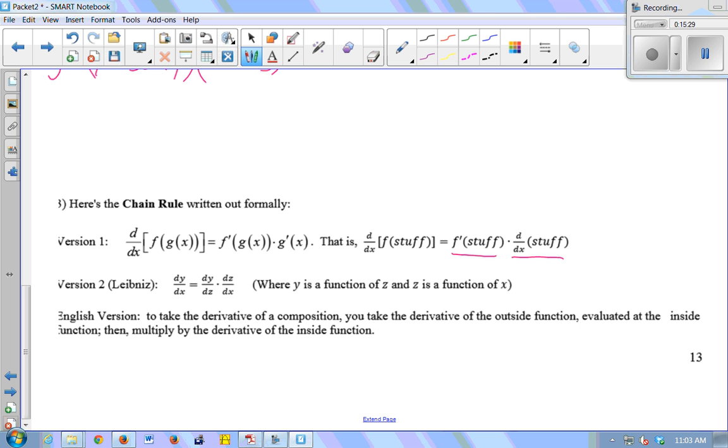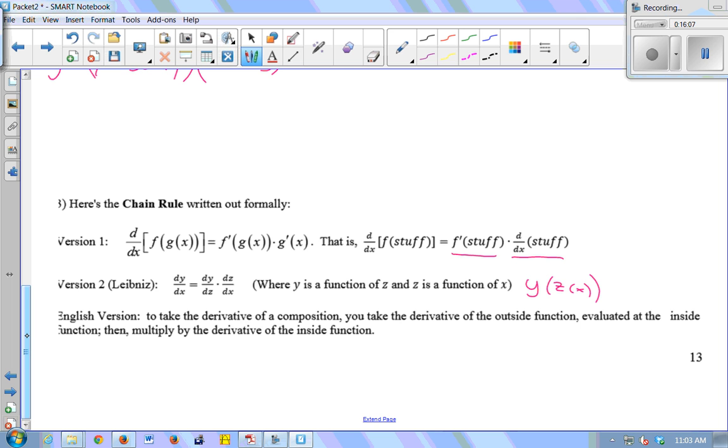In Leibniz notation, if you want to take dy dx, if y is a function of z and z is a function of x, so we have a composition, y of z of x, right? And you want to take dy dx, you do dy dz times dz dx. And this is why we call it the chain rule, because this is just a composition of 2 functions, but if you had more, this looks like a chain. dy dz times dz dx times dx dt times blah, blah, blah. So this ends up looking like a chain of derivatives.